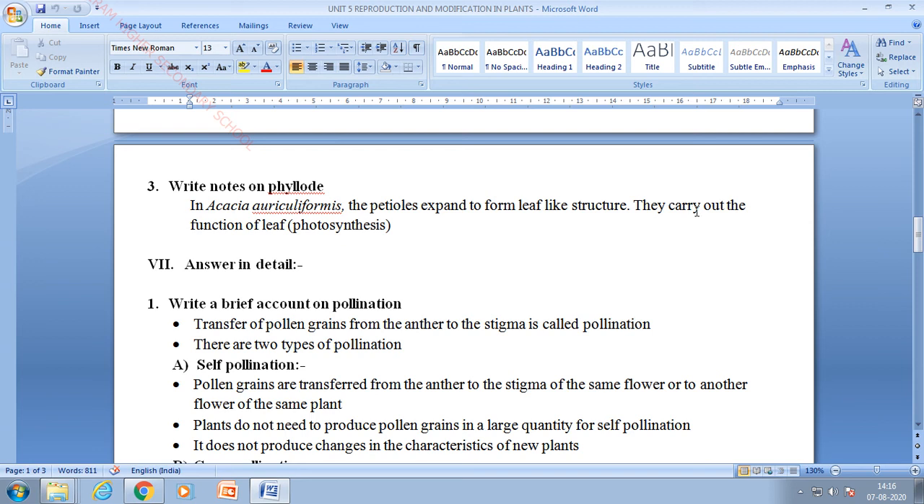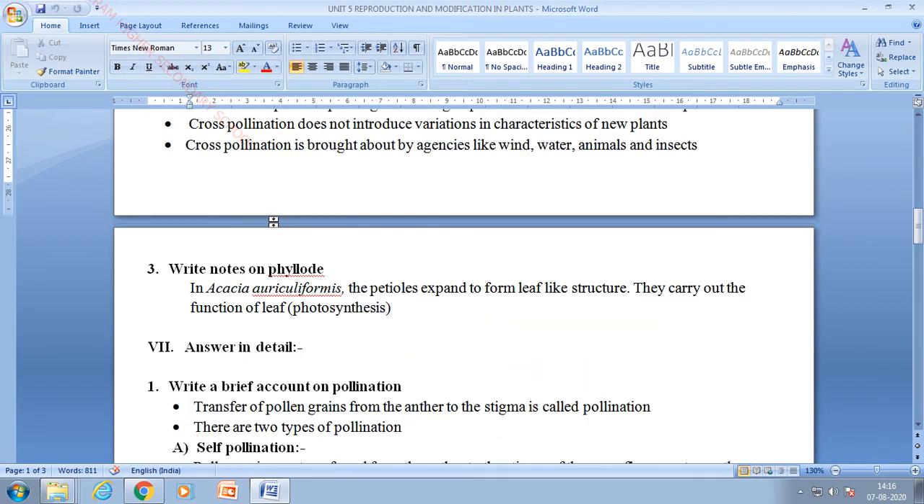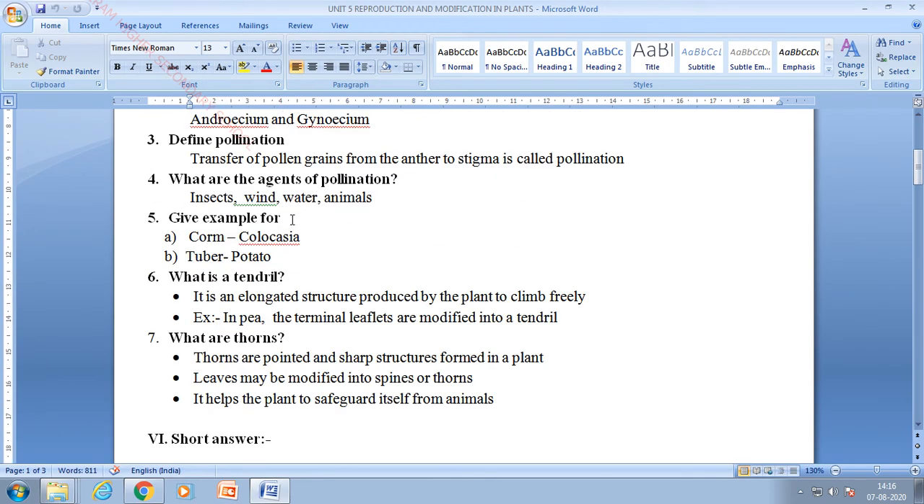So they carry out the function of a leaf, photosynthesis. You know very well the function of a leaf is photosynthesis. So here the petioles expand to form a leaf-like structure, and they carry out the functions of a leaf, photosynthesis. So this is called phyllode. This is also one kind of modification.